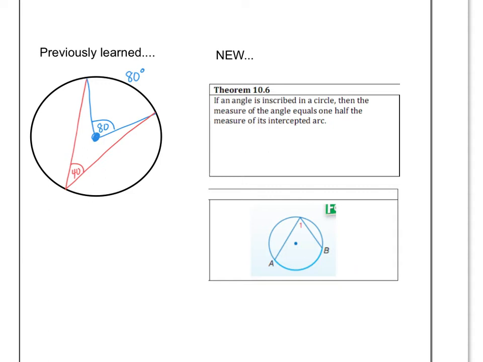If you look over here to the right in the box, if an angle is inscribed in a circle, then the measure of the angle equals 1/2 the measure of the intercepted arc. Using this drawing down here, we could say the measure of angle 1 equals the measure of arc AB divided by 2. So you take whatever this arc is and divide it by 2 to get that angle.